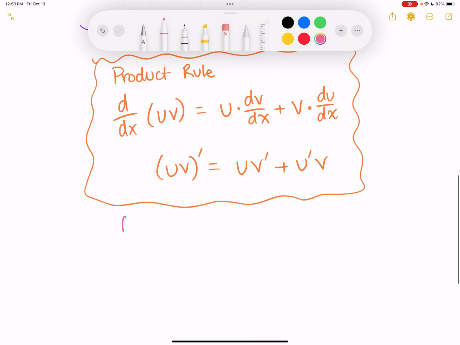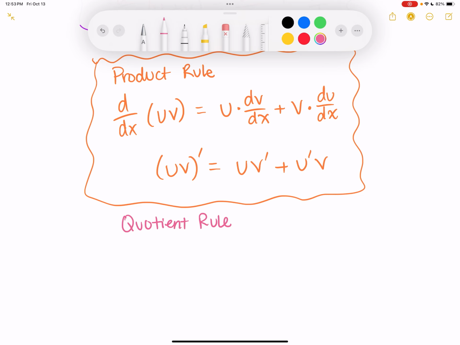So the quotient rule, all right, quotient rule. I thought you were trying to get him something. I was like, what is happening?